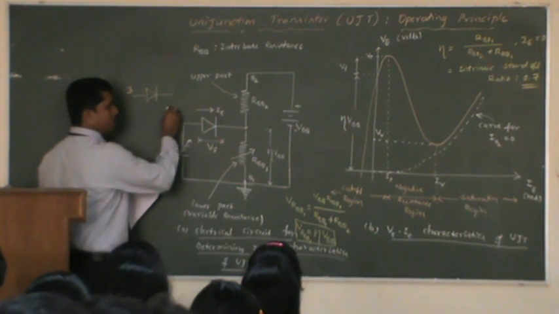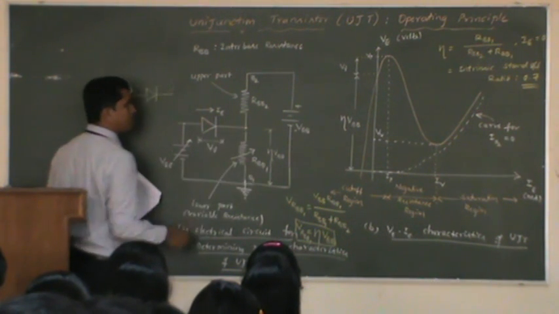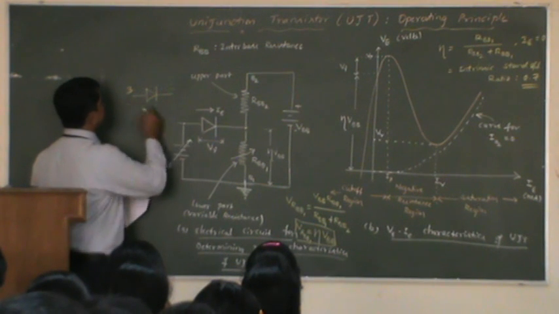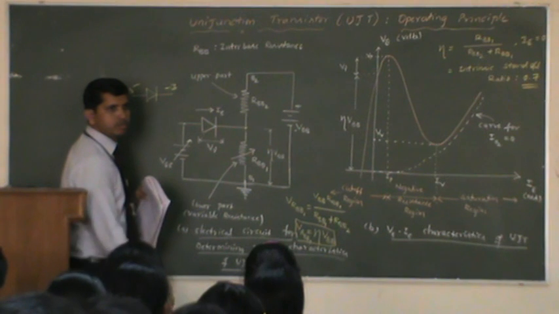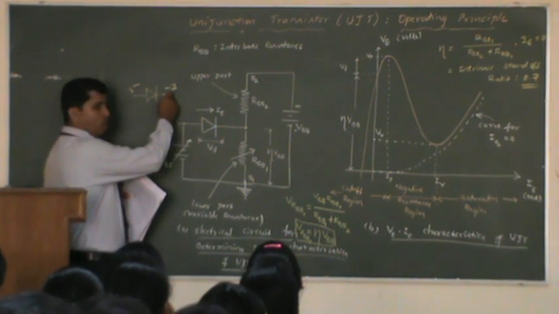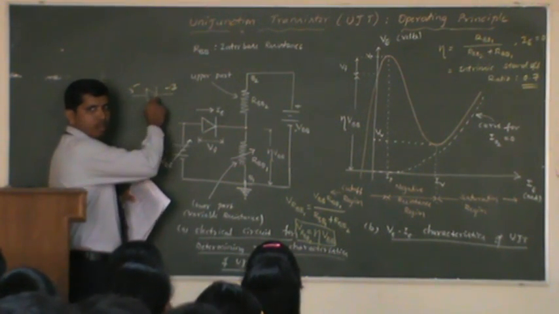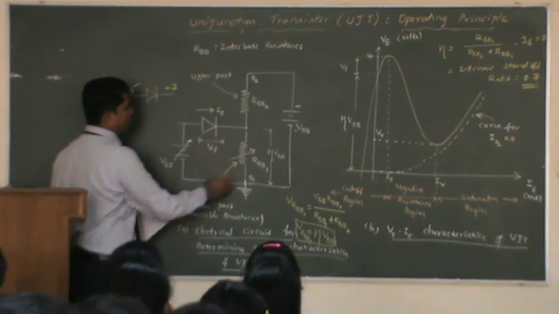Suppose I apply minus 3 here and 5 here, again forward bias. See, negative voltage here, so still it is forward bias. But we are not going to check negative voltage here.